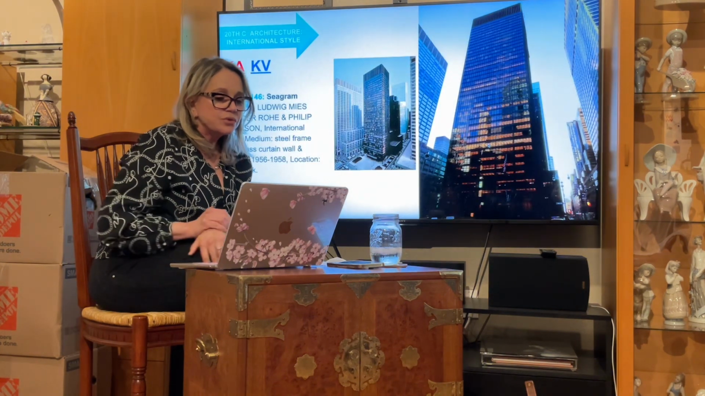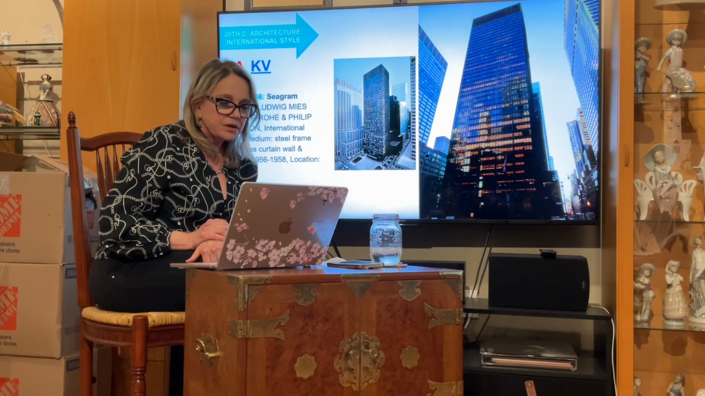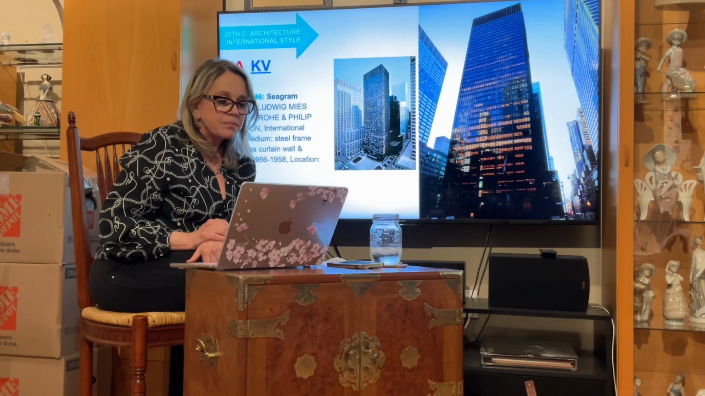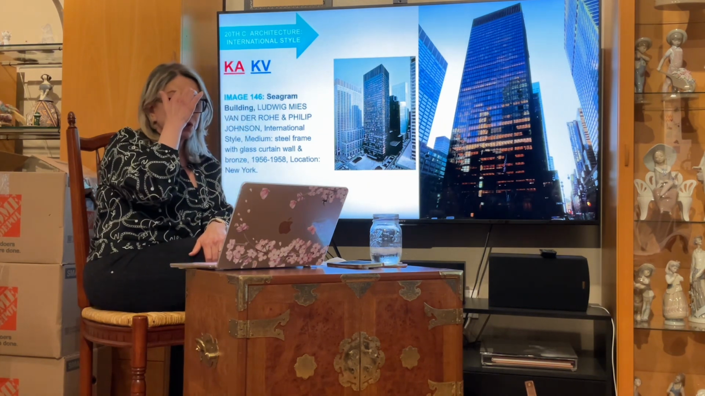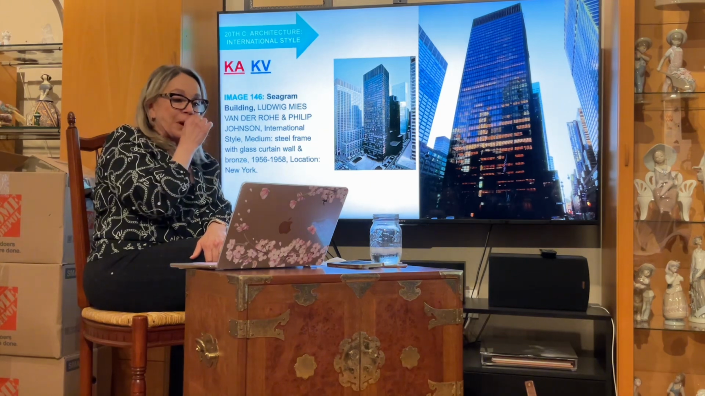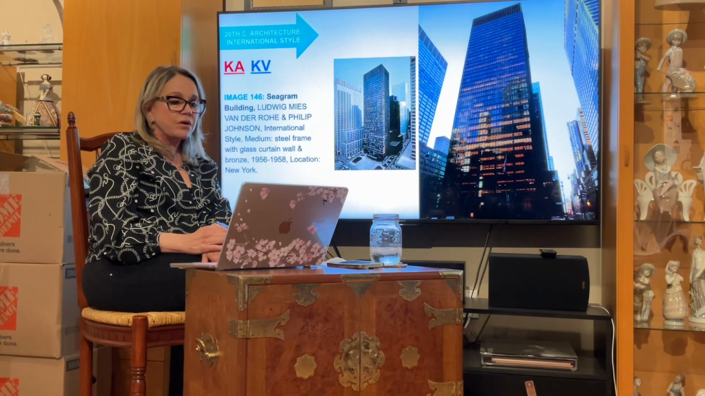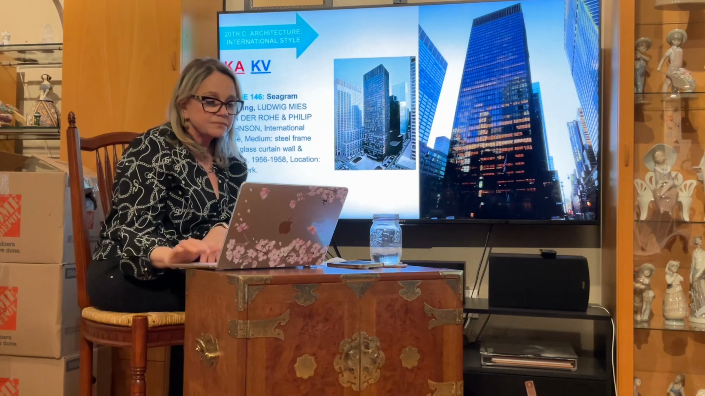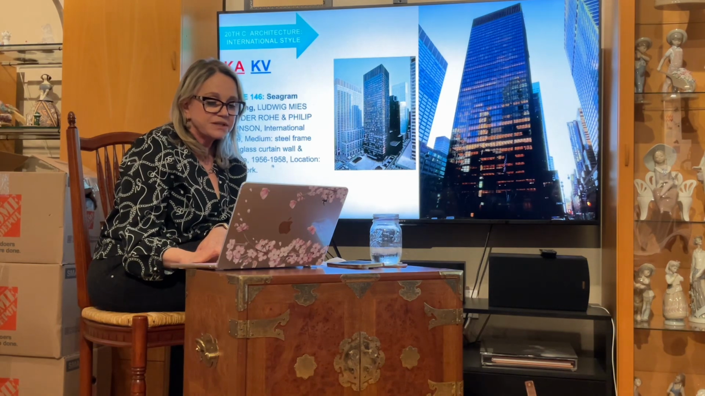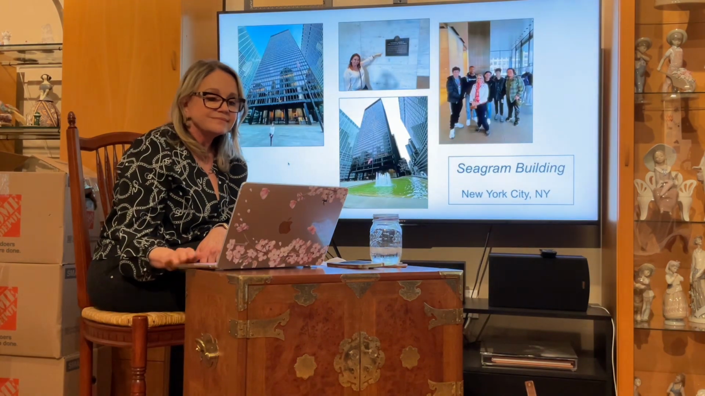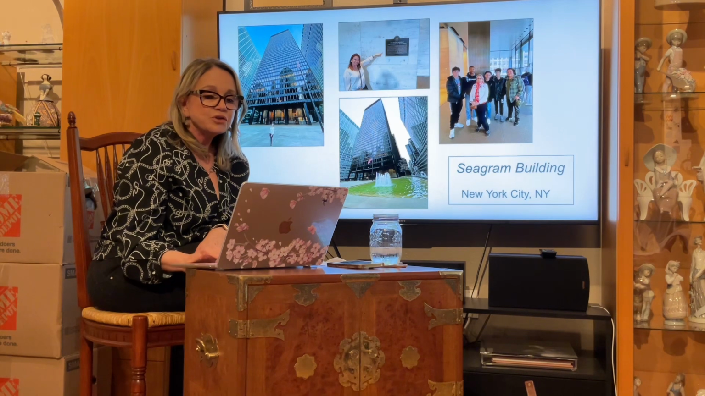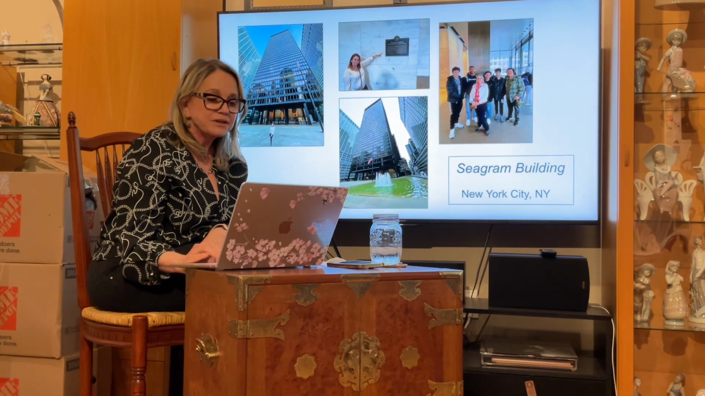And now on to the Seagram Building in New York City by Ludwig Mies van der Rohe and Philip Johnson. So also in the International style, the medium is steel frame and glass curtain wall with bronze. And this was created between 56 and 58. This is also a UNESCO World Heritage Site. So you see they have a fountain and a huge courtyard in front.